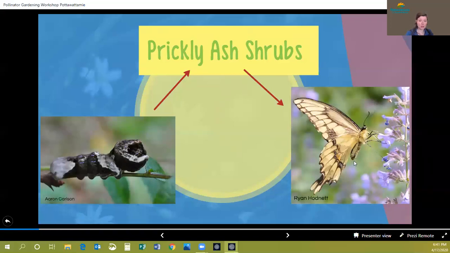So host plants, if you like butterflies and you want butterflies in your yards, finding out what their host plants are is the perfect way to get those butterflies in your yard.